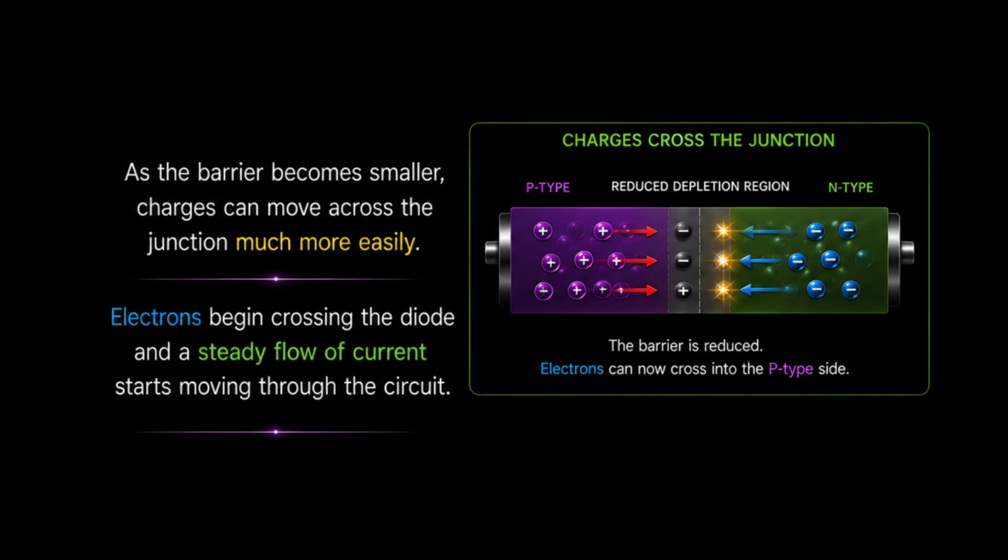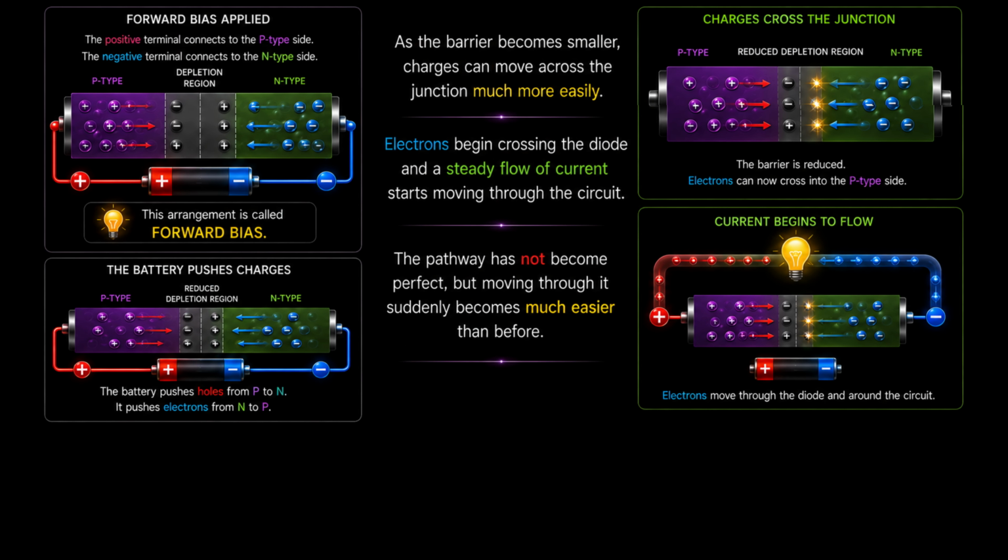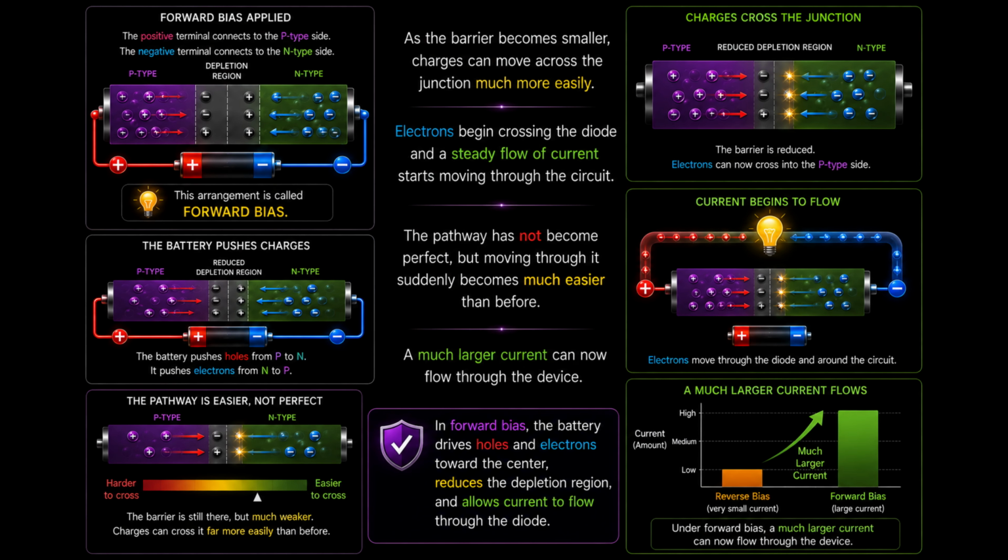Electrons begin crossing the diode and a steady flow of current starts moving through the circuit. The pathway has not become perfect, but moving through it suddenly becomes much easier than before. A much larger current can now flow through the device.